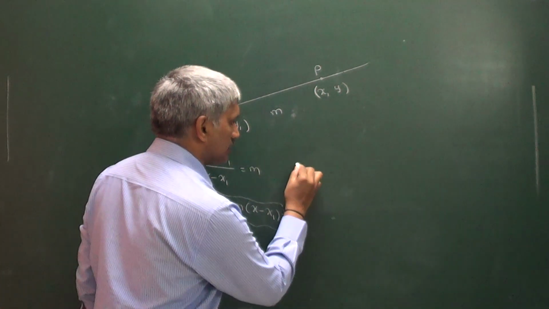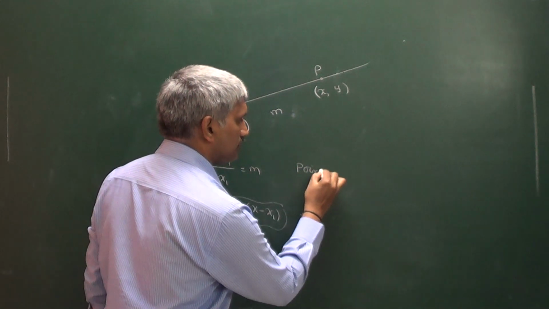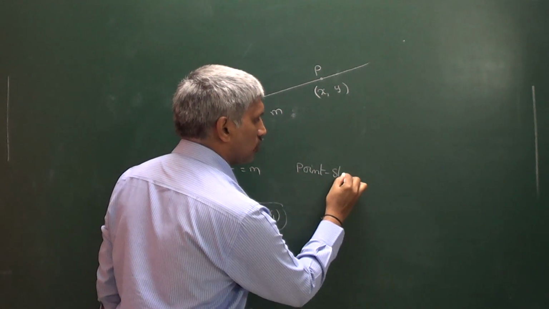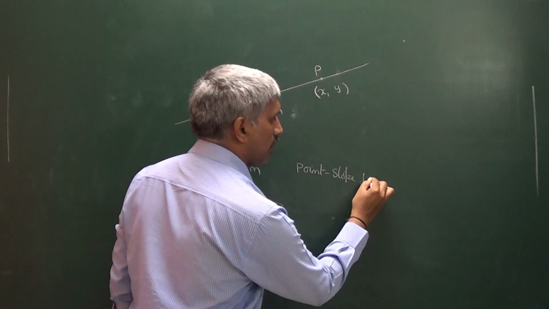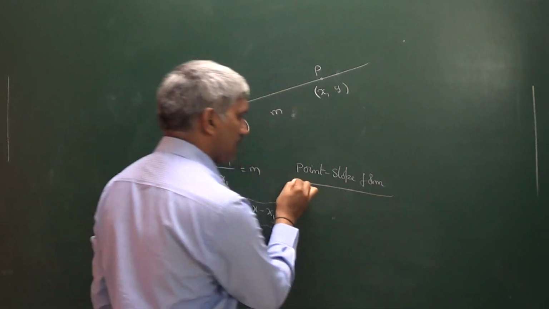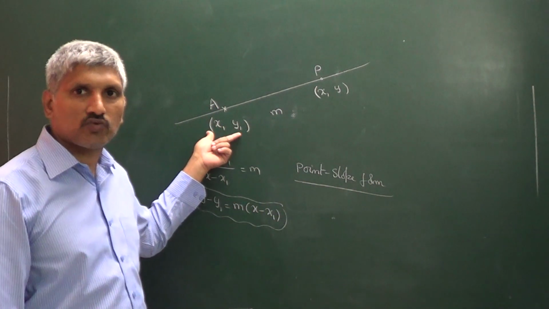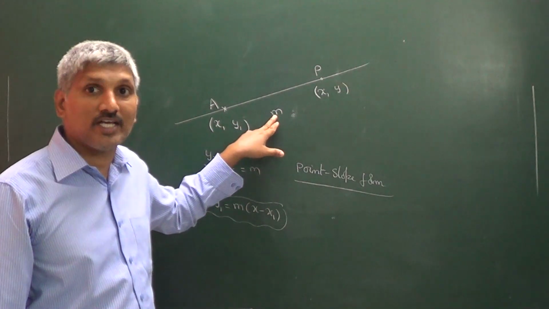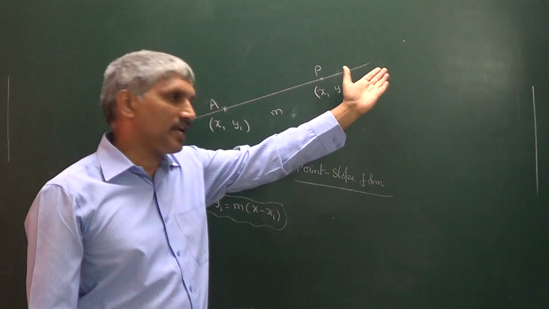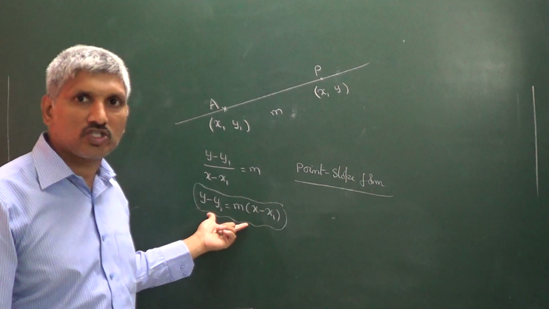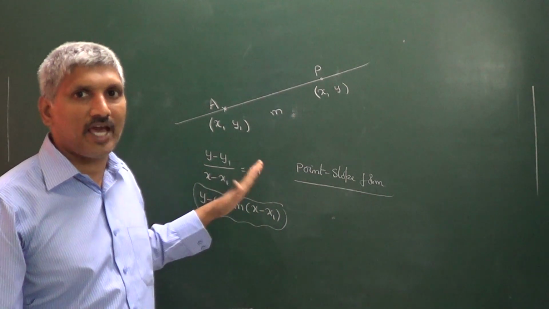This we will call the point-slope form of a line. The point is given as (x1, y1) and the slope is given as m. Then the equation of the line is y minus y1 equals m into (x minus x1).